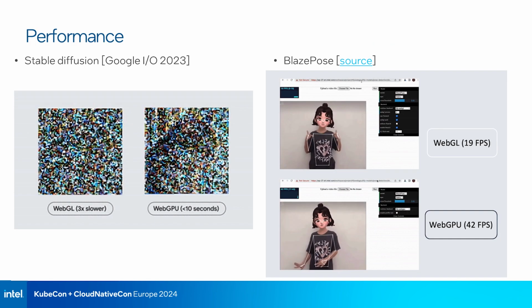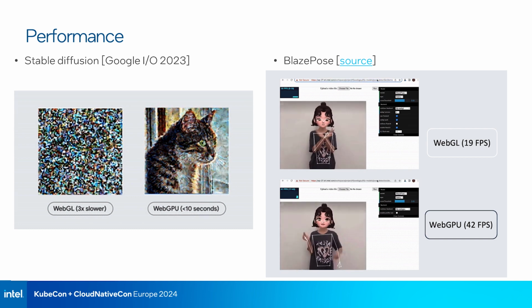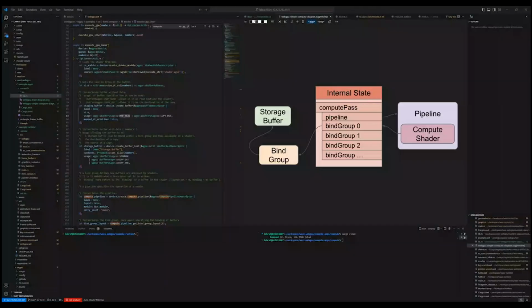The following charts show some of the benefits of WebGPU in terms of performance. I'm going to demonstrate today how we can use WebGPU in WASM through the WASI component model. We will define a simple compute example in WebGPU through a compute pass. The compute pass uses a compute pipeline, which is bound to several storage buffers and the compute shader.